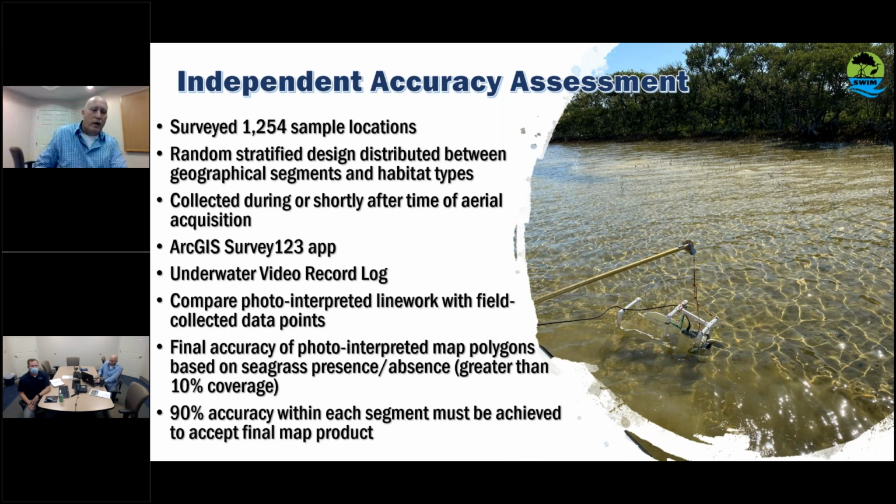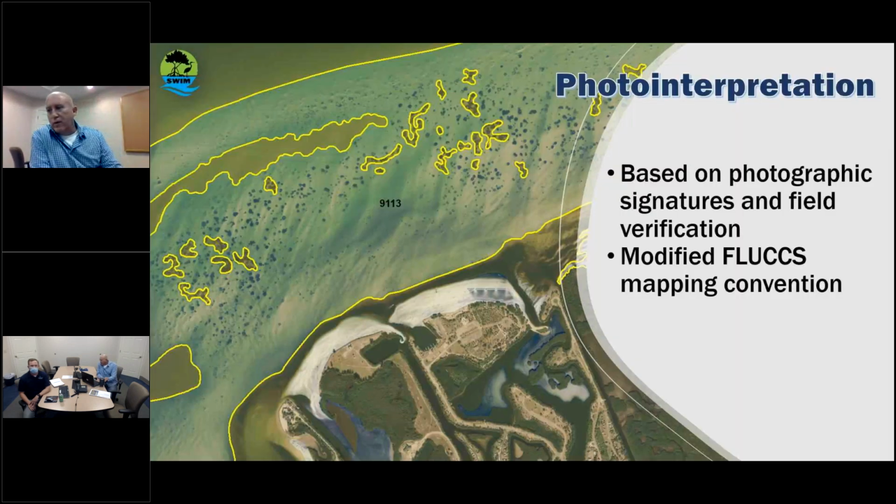And so the last segment that I want to get into before we go into the results is the photo interpretation piece. And so we want to stress that when you look at the results, you've got to remember that they're based on photographic signatures and the field verification that we just talked about. We use a modified FLUCCS, or land use land cover classification system, which we'll talk about in a minute before we go on to the results.